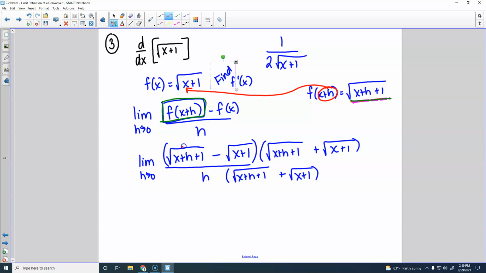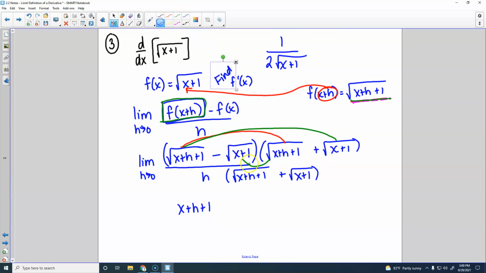So, we distribute. What is the square root of x plus h plus 1 times the square root of x plus h plus 1? It just cancels out the square roots: x plus h plus 1. Now, the reason we chose the conjugate is because whenever we do the outside terms and the inside terms, they're going to cancel out. I'm not going to worry about writing those down. They will cancel out because it would be the square root of x plus h plus 1 times x plus 1, which would be long and difficult to write. But they will cancel out.